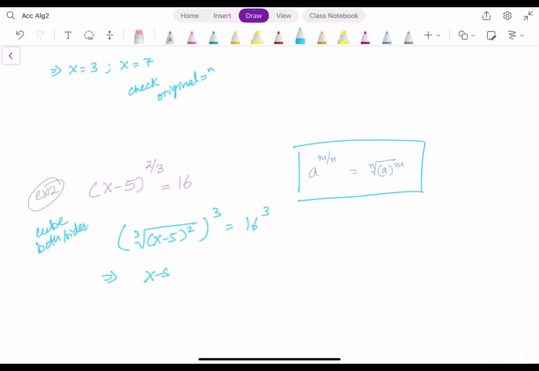With this, what will happen? The radical on the left hand side and the cube will cancel out and you will get x minus 5 squared is equal to 16 cubed.